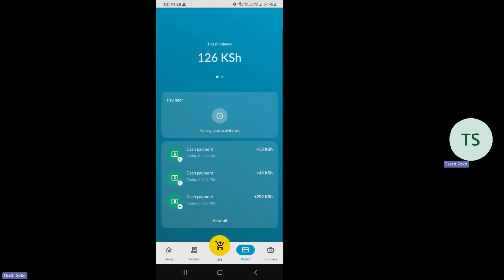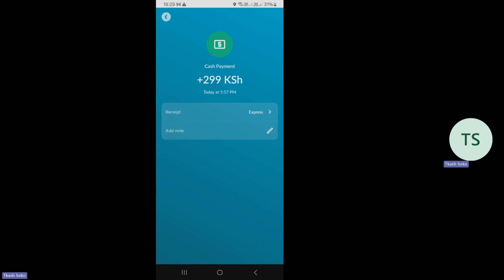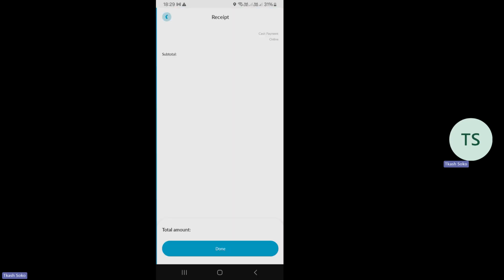If I go to another one, for example, this one for the 299, if I tap on it, you can see that it was also an express receipt. So if I tap on the express receipt, I can see that this was a receipt under the makeup option, and the subtotal was 299 and the service fee was negative 2.99. Something interesting here that I would want us to understand.